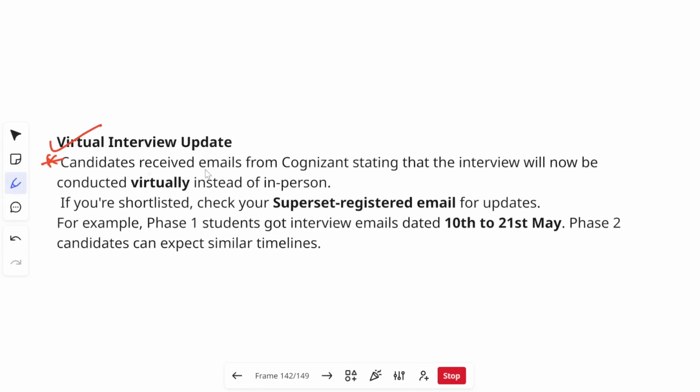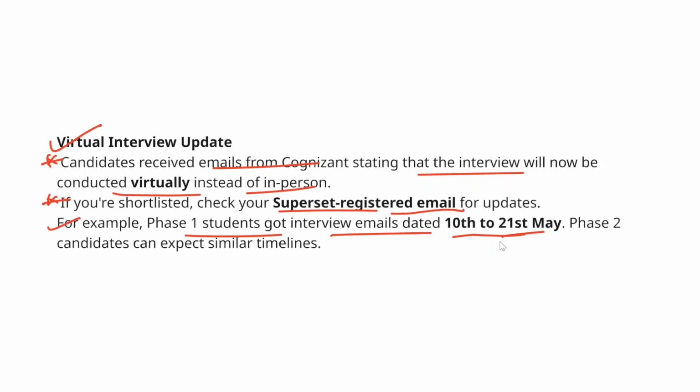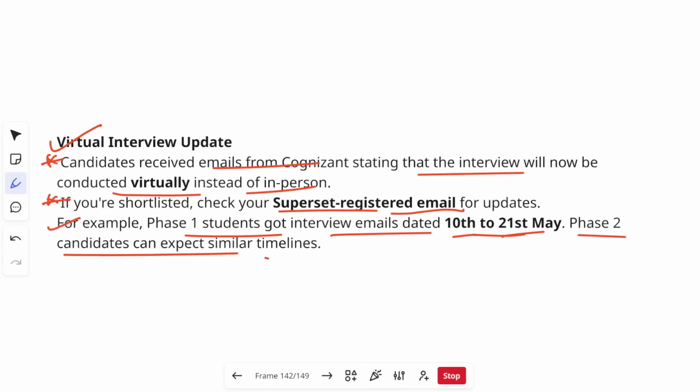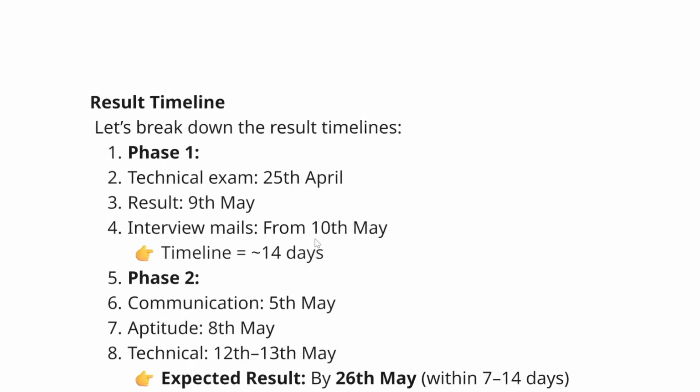First of all, candidates received an email from Cognizant stating that the interview will now be conducted virtually instead of in person. If you are also shortlisted, then you have to check your Superset registered email for updates. For example, phase 1 students got the interview emails dated 10th to 21st of May, which means their interview can happen anytime within this duration. So they have to check their emails regularly so that whenever the interview link comes, they can attend the interview, right? And phase 2 candidates can expect similar timelines. That is why phase 2 candidates who have completed their assessment should also start checking their emails regularly.